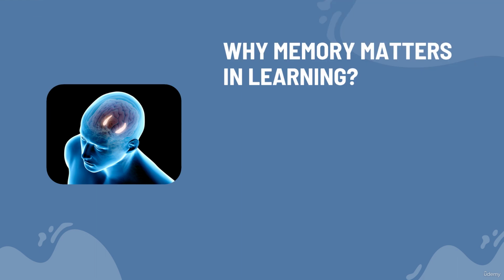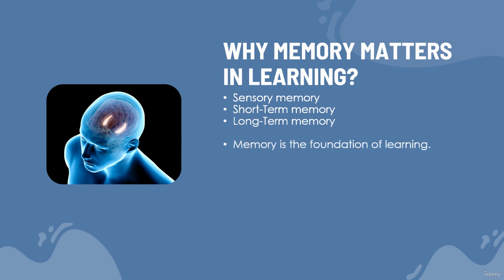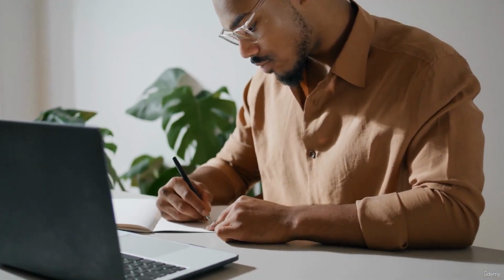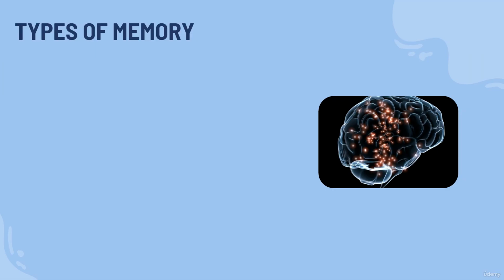The three general types of memories are sensory memory, short-term memory, and long-term memory. Memory is the foundation of learning. Understanding memory types and processes allows us to select appropriate learning strategies, enhance retention and recall of information, and improve cognitive function and problem-solving abilities. Let's begin by examining the different types of memory.